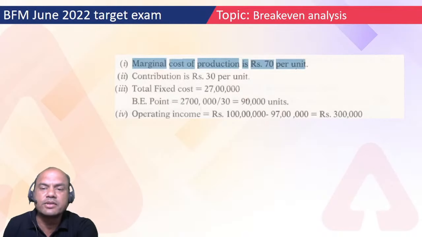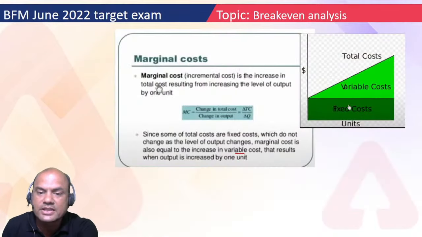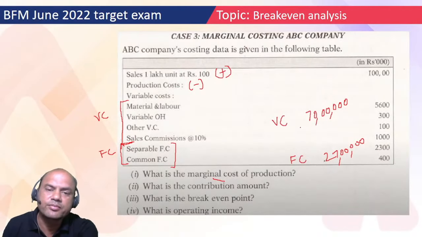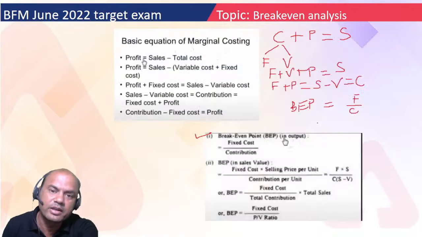Marginal cost is 70 per unit. How did I get this 70? It is 70 lakh, and this is for 1 lakh units. It's always counted for 1 unit. So 70 lakh upon 1 lakh, that's why I got 70. What was the formula for marginal cost? We just now saw it. Marginal cost means change in the level of variable cost, so it's basically variable cost, but only per unit. So per unit you have got 70 over here now, okay?